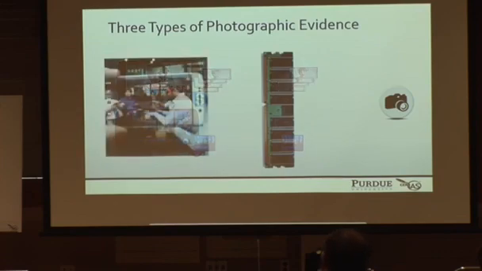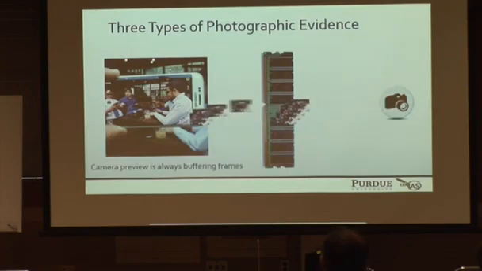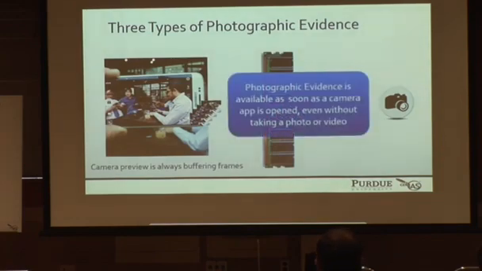But probably the most interesting, I'm sure we've all seen this, when you go to take a picture with a smartphone camera, it shows you what the camera's looking at. It's a little preview so you can line the shot up correctly. Well, as you guessed, those preview frames are even being buffered in memory before you're looking at them to line the shot up. And so this leads to a very interesting property that photographic evidence is available in your smartphone's memory just as soon as you open an app that uses the camera. You don't even have to take a picture or a video.